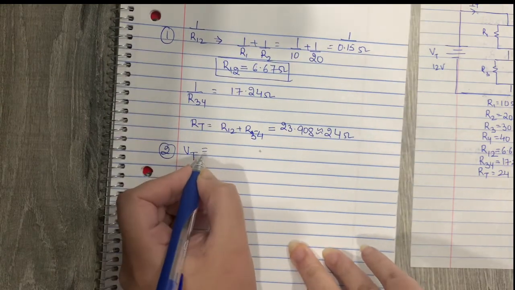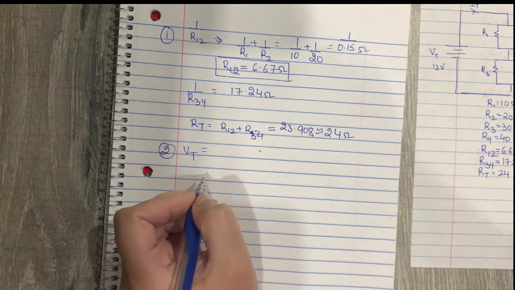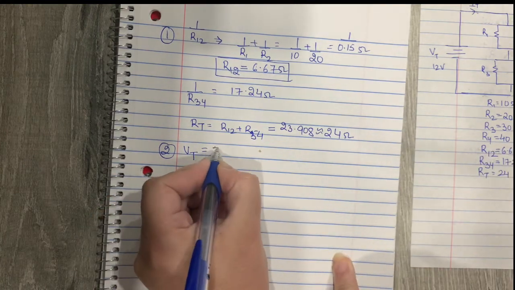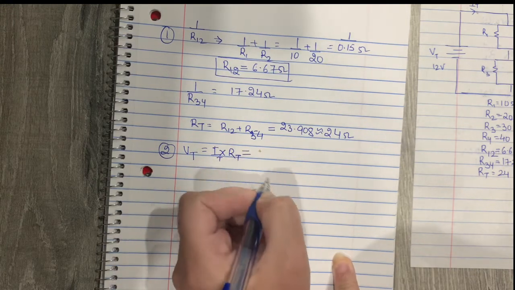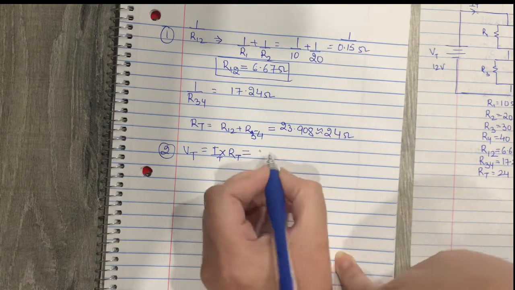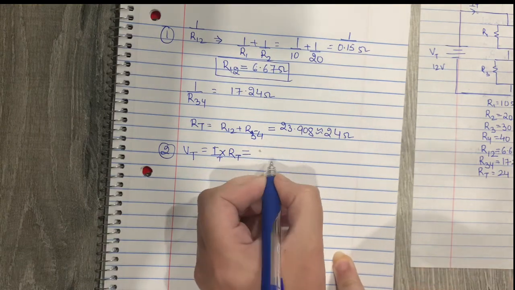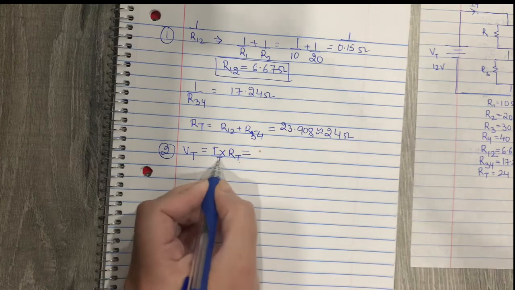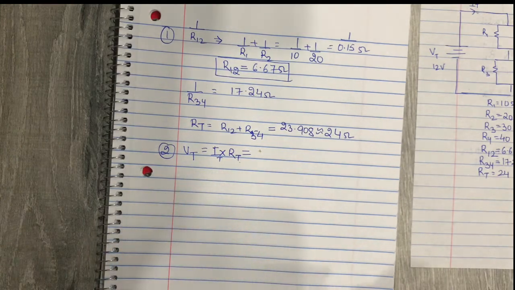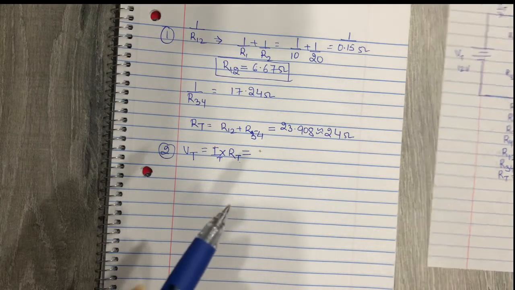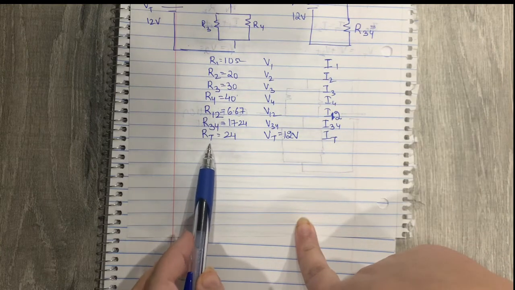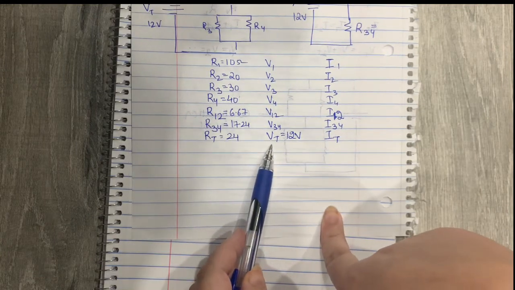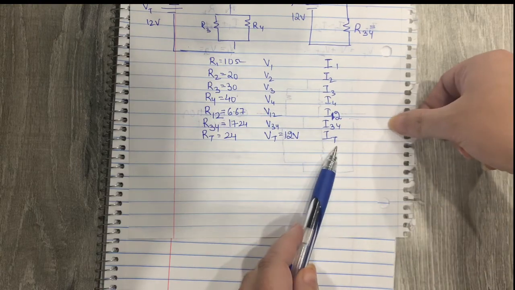From the formula, we know total voltage can be calculated by multiplying current and resistance. So if we go and find the value of Vt, this comes out to be total current times R. See, we don't have the value of I. Alright, so now we have the value of total resistance and total voltage. So using Ohm's law, let's calculate total current.